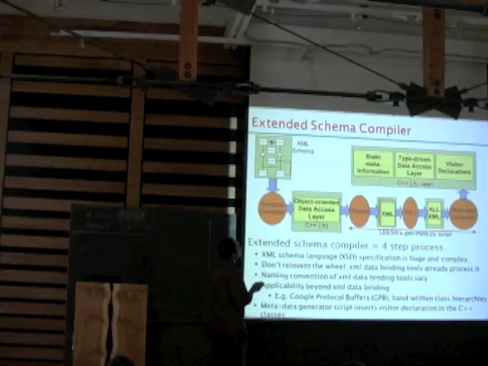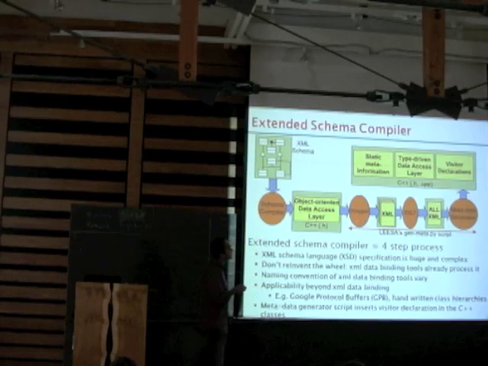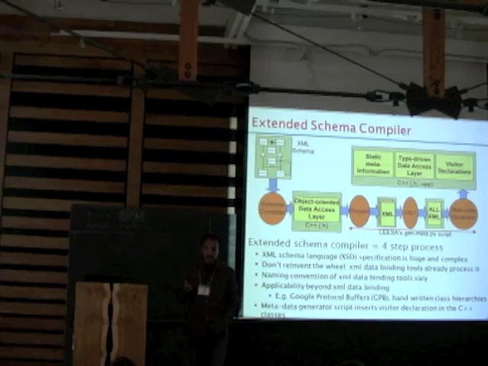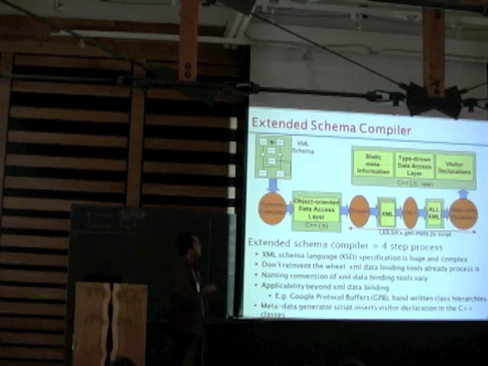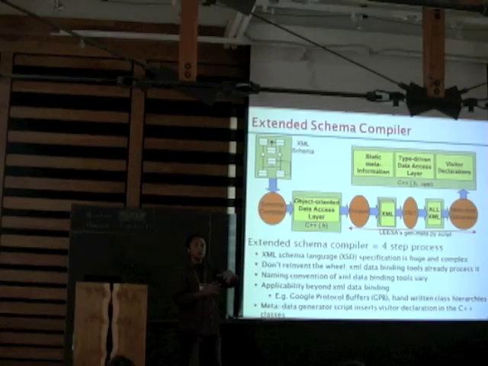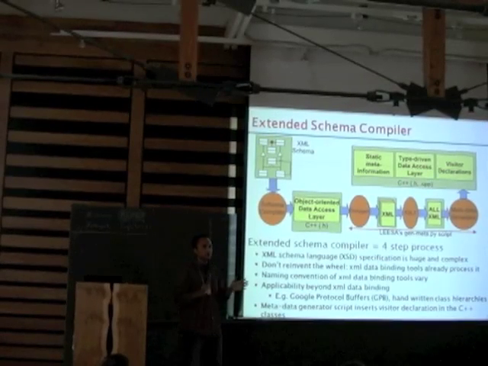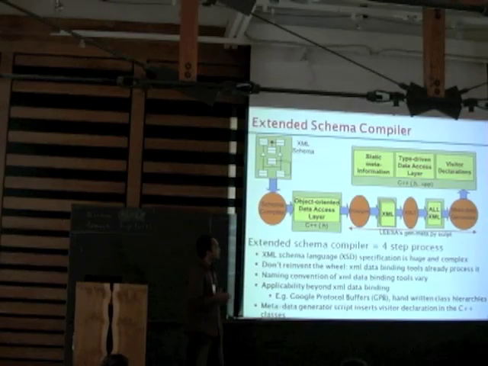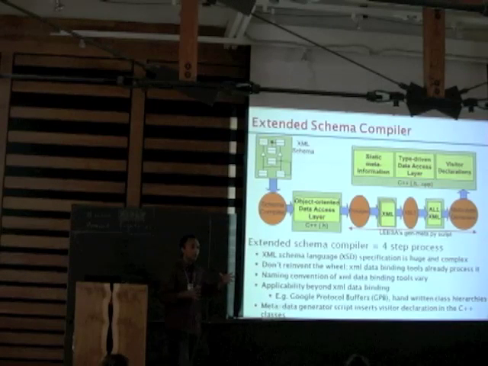The extended schema compile itself is actually a multi-stage process. As I said, it started as a research project. So basically, I used Doxygen to parse the header files, and it creates an XML representation of that code. I don't want to go parsing C++ code. That's just a horrible thing to do, I think. So Doxygen does a great job. I get an XML representation of that.